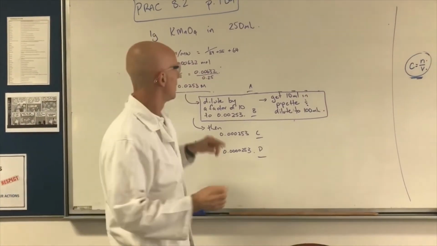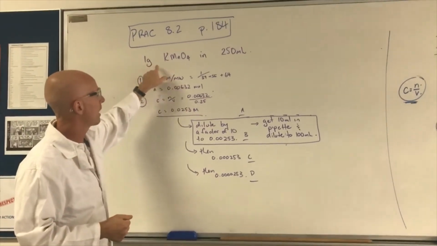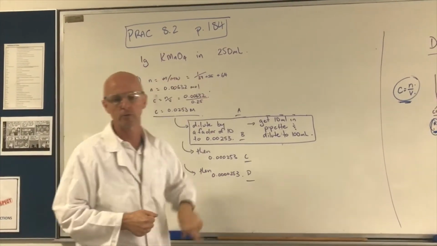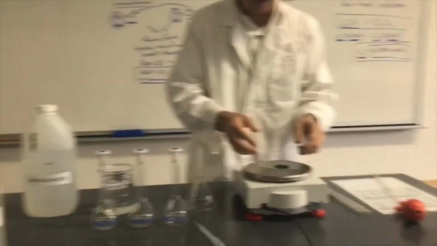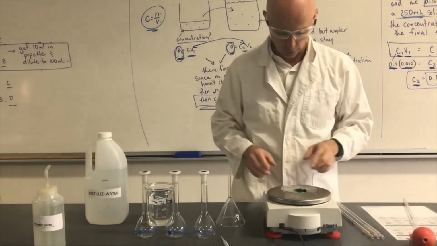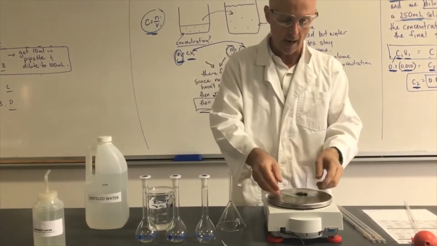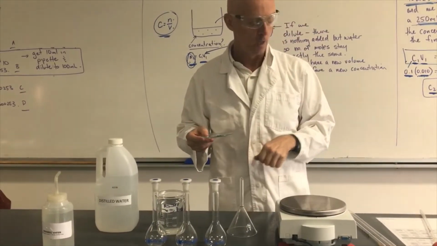So let's begin. It tells you in the prac to start by weighing out 1 gram of potassium permanganate in 250 mils. If you're in class, you'd come up to a scale, you'd have a watch glass, you'd put the watch glass on the scale, you would zero the scale, and then you'd weigh out that 1 gram of potassium permanganate. I showed you how to do that before.